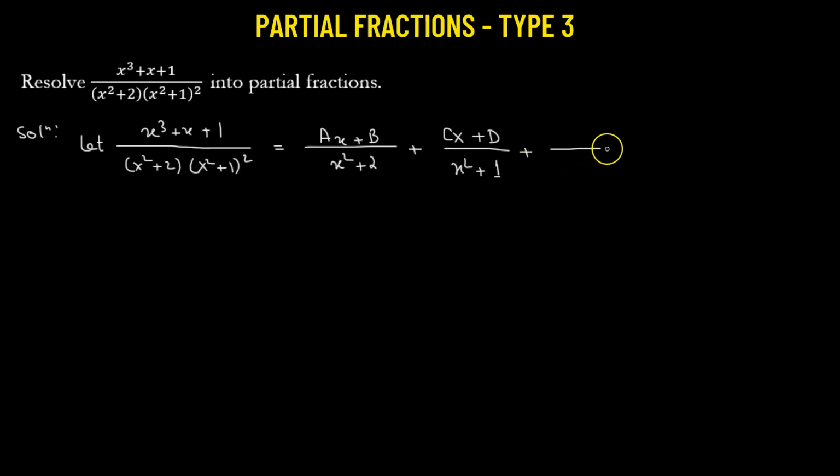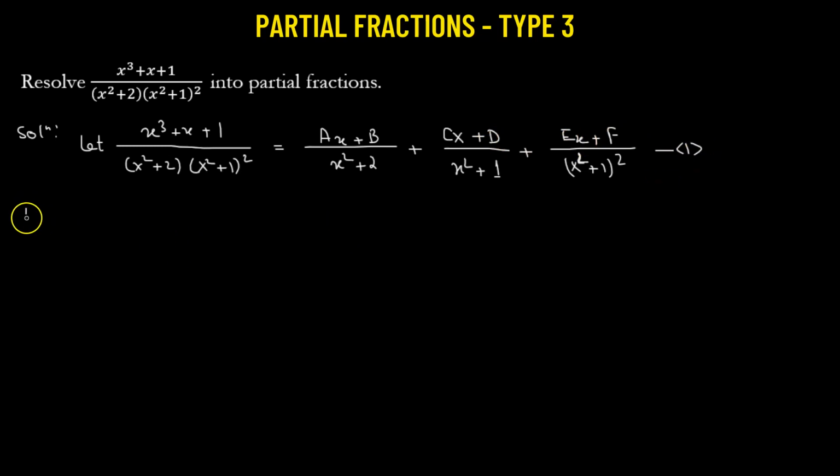But then again, since x squared plus 1 is repeating twice, we'll have to take another partial fraction with the denominator (x squared plus 1) whole squared, and its numerator is going to be ex plus f. So our goal will be to determine the values of these six constants a, b, c, d, e, and f. We're going to label this as number 1.